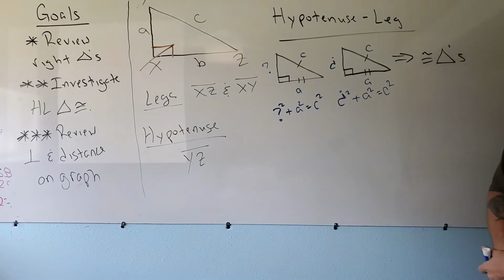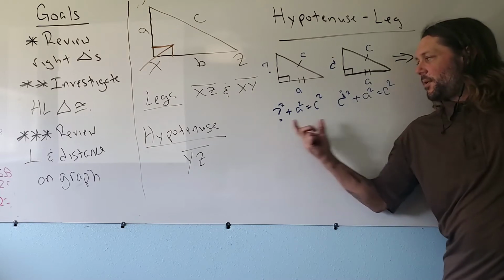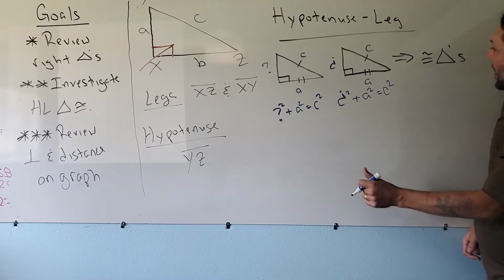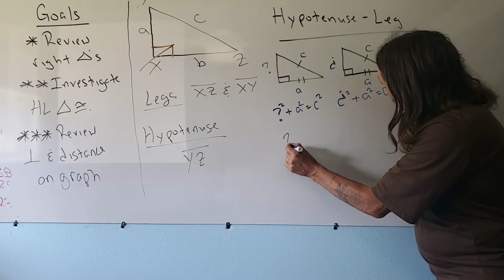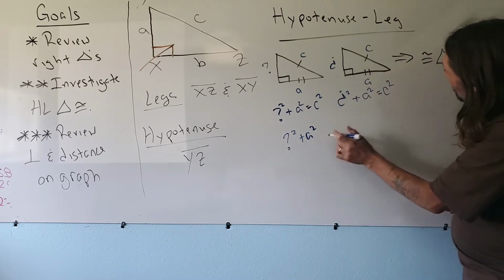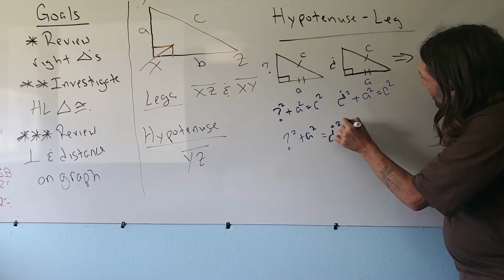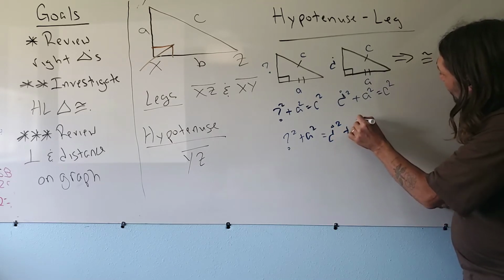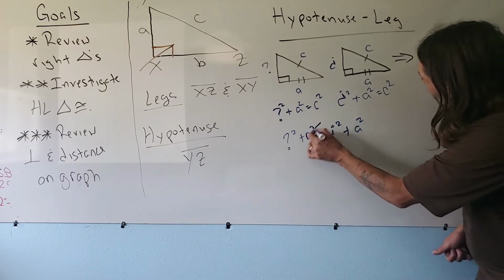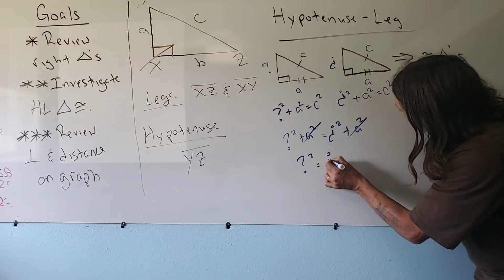Now I've actually set up the opportunity to use the transitive property because I have two equations equal to the same thing. And so what I can do very quickly is I can now have my question mark squared plus my A squared equal to my upside down question mark squared plus my A squared. Now, both sides of my equations have an A squared, so I can cancel those out. And I'm left with question mark squared equals upside down question mark squared.